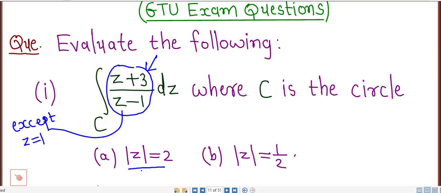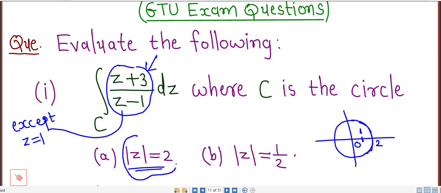Now in first part we have to integrate this function over the circle mod z equal to 2. Suppose we consider rough sketch. Suppose this is simple closed contour which is circle with center 0 and radius 2. Then we have somewhere here say 1. So if we consider integral along this circle mod z equal to 2, then we can observe that this z equal to 1 lies inside this simple closed contour.